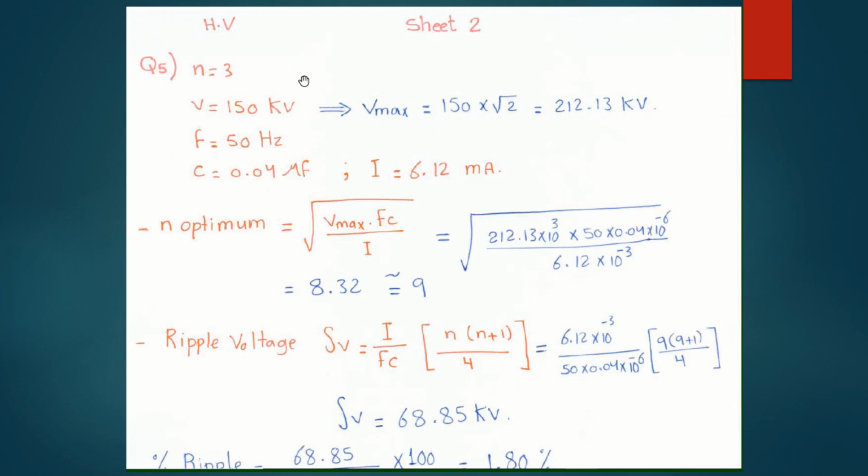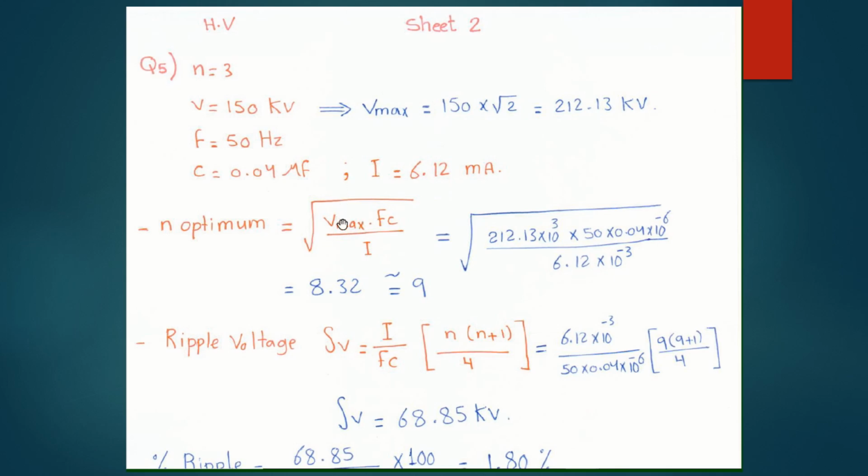which will be equal to 212.13 kilovolt. The frequency is given in the question as 50 hertz, and the capacitor is equal to 0.04 microfarad, and the load current is given as 6.12 milliampere. So the first requirement in this question is to find N optimum. As I said, you only have to know the formula. The formula for N optimum is V max into FC divided by I. So V max, the frequency, the capacitor, and the load current are all given in the question.